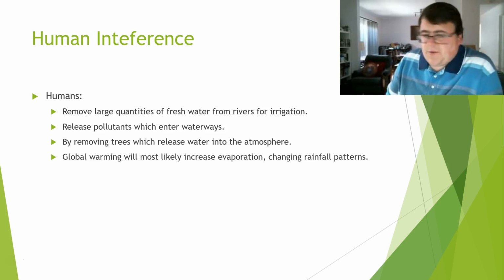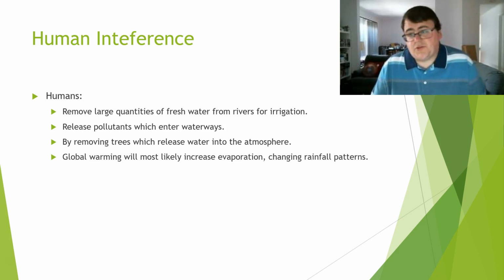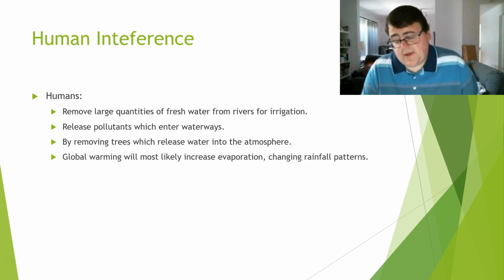So humans interfere with the water cycle. We remove large quantities of fresh water from rivers for irrigation for our plants and crops. We release pollutants such as fertilizers, which go into those waterways and modify the water, making it not able to be drunk by animals. We remove trees, making way for urban developments, therefore removing any source of transpiration and that water being released into the atmosphere. And lastly, we've been increasing global warming, which is going to increase temperatures, which is going to increase evaporation, which in the long term changes rainfall patterns.